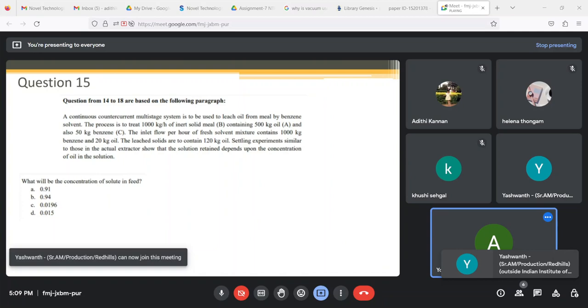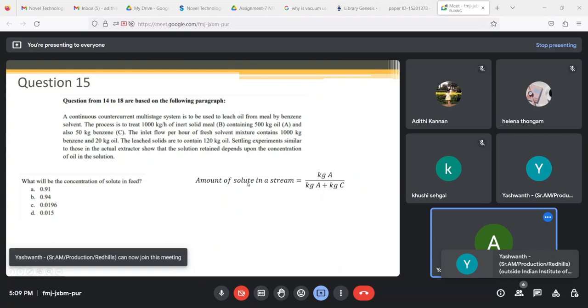So question 15, the same passage but a different question. So what will be the concentration of the solute in the feed? So in a leaching process, how do you find the concentration of a solute? So in any feed, any stream, the concentration of a solute in a stream can be given as kg of A divided by kg of A plus C. That is the amount of solute divided by total amount of solution. A plus C is your solution, A is your solute.